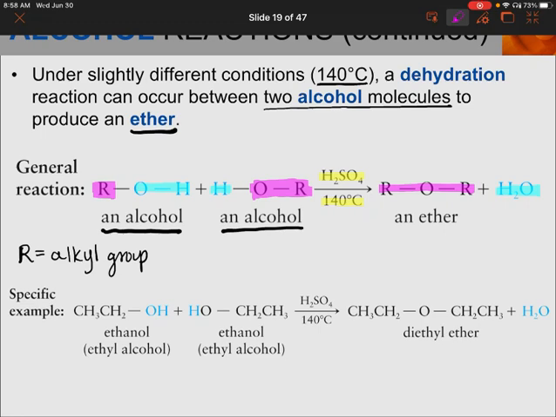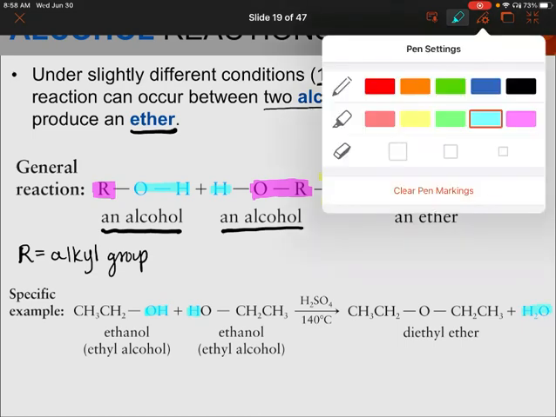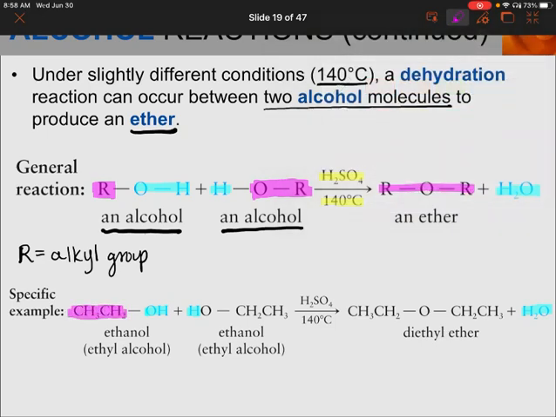So looking down below, we have a more specific example. We've got an ethanol molecule on the left and an ethanol molecule on the right. And again, the OH group from one of the alcohols will team up with the hydrogen from our other ethanol, and that's going to create water. And then the ethyl group from our first ethanol molecule, and this OCH2CH3, which we'll just call ethoxy group, from the other ethanol, they're going to team up and create our ether.